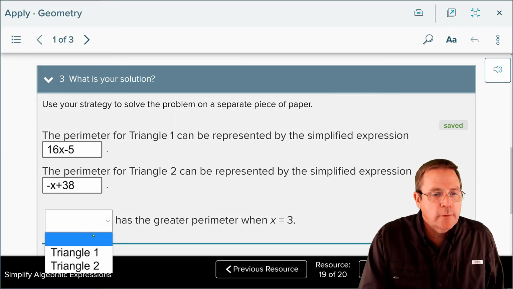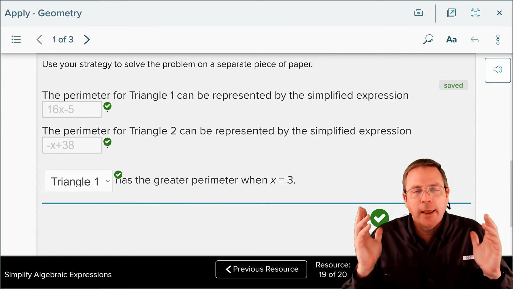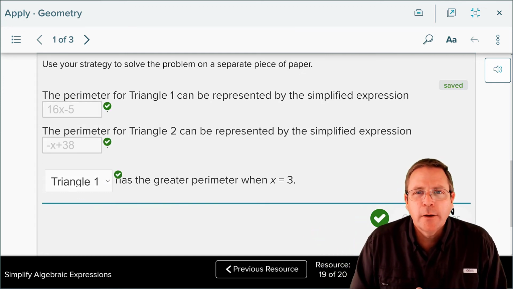And then which one has the greater value? That is, of course, going to be triangle 1. And everything checks. I love it when a plan comes together.